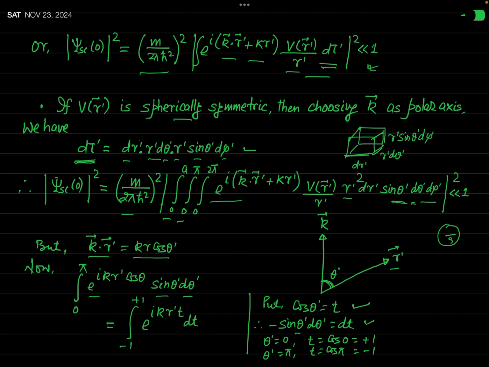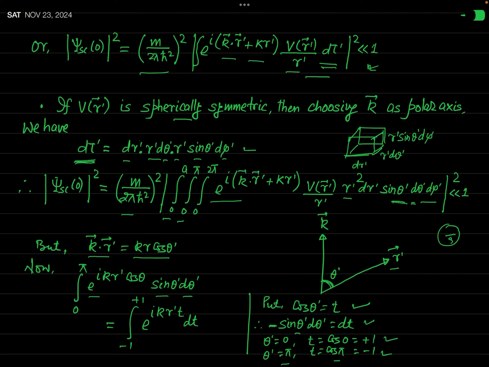You can see the lower limit of theta dash is 0. So when theta dash is 0, t, which is cos theta dash, will be equal to cos 0, and that is equal to plus 1. And when theta dash is equal to pi, then t will be cos pi, which is minus 1. So now the limits will be plus 1 to minus 1. But I have written minus 1 to plus 1. Why? Because there is a minus sign here, and when the minus sign becomes plus, the limits get interchanged. So the limits have been interchanged and the minus sign has been omitted.